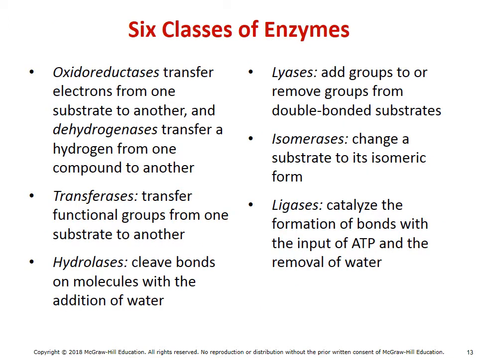Really, the enzymes in existence fit into 6 different classes or categories: oxidoreductases, transferases, hydrolases, lyases, isomerases, and ligases. So let's talk about these 6 categories for a minute. Starting off with the oxidoreductases.